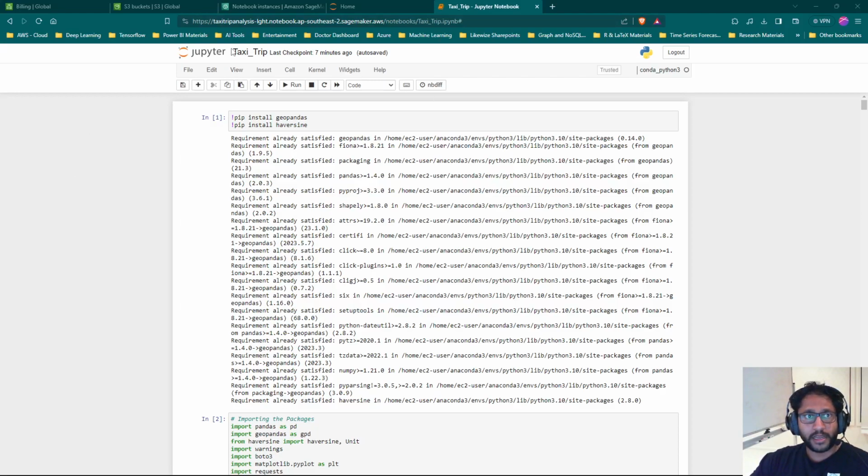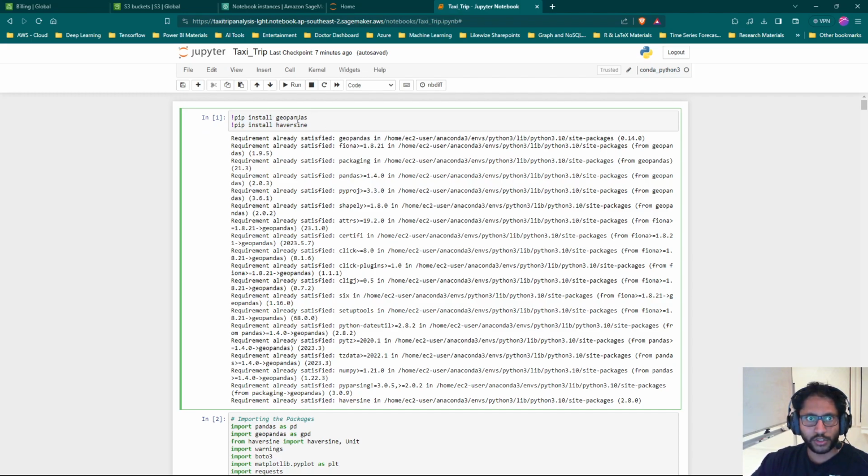Okay, so I'm looking at the New York dataset, which is the taxi trip analysis. I'm trying to do the analytics and insights on it, and I'm trying to do storytelling. Initially, I'm installing these packages since these are not pre-built function packages.